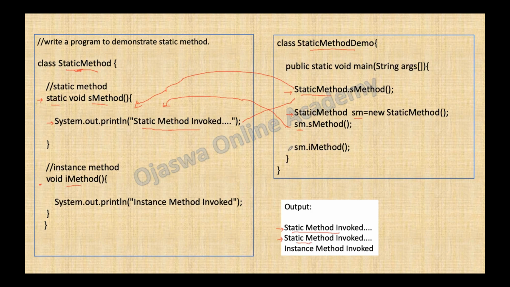Next we are calling our instance method. Now you cannot call instance method using class name. It is mandatory to create an object to call an instance method. Hence we are calling it using an object. sm is the object dot method name. So sm.iMethod, a call to instance method is given and the code inside iMethod is executed. SOP will print instance method invoked to the console. So this is the output for your program.